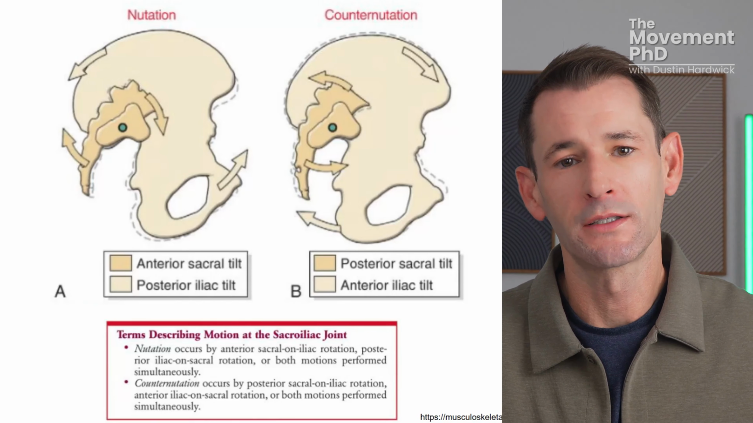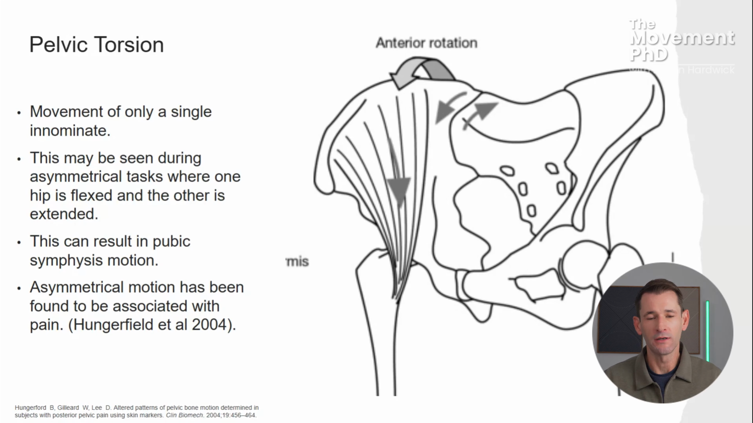So normal amounts of nutation and counternutation, that's normal in that pelvic ring because it's there to dissipate forces, to give a little bit of shock absorption. However, when we get to the extremes of motion, so in a limb that's in maximal extension, maximal flexion, and under significant load or significant muscle activation, we can get pelvic torsion, which is excess asymmetrical motion of that SI joint. So when we get that excess asymmetrical motion, that's when pelvic pain types of things happen.